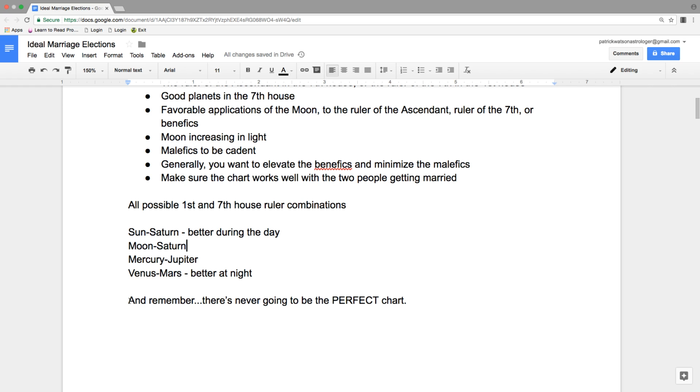And remember, probably the number one rule of all electional charts is that there's just never going to be the perfect chart. It's a constant game of bouncing, competing instincts. Because sometimes if you want to get a favorable application of the moon, it'll mean shifting something else out of place. It's like a Rubik's Cube, trying to find the right date.